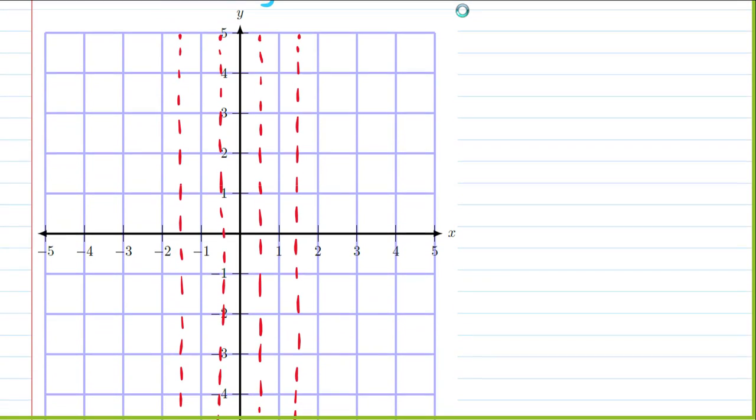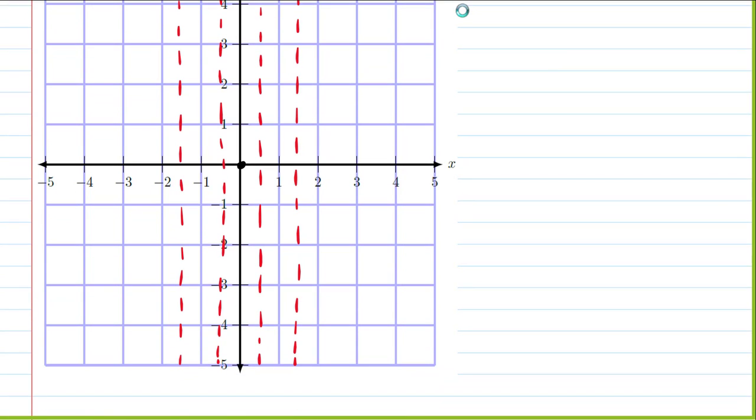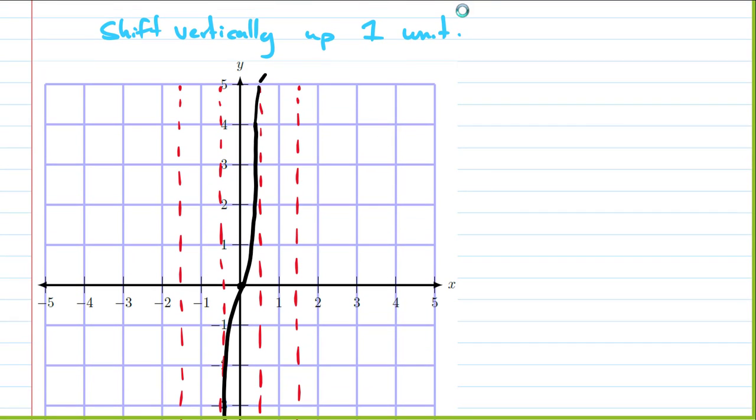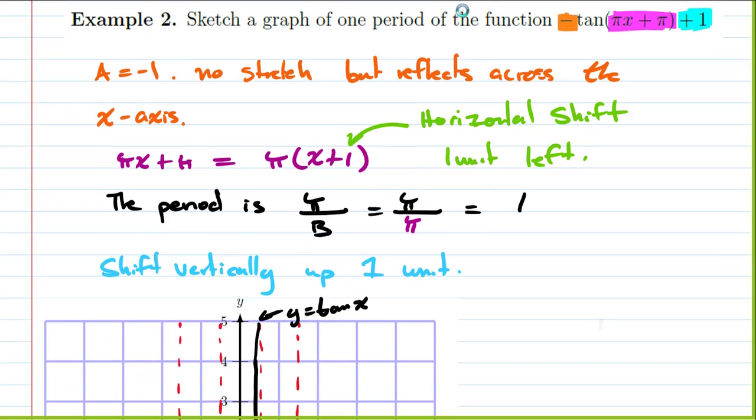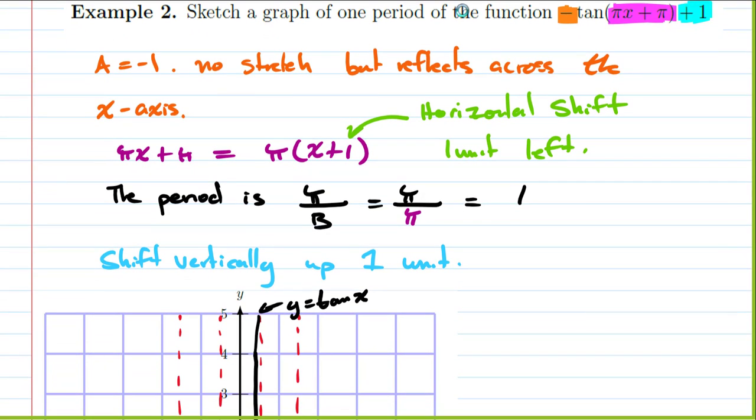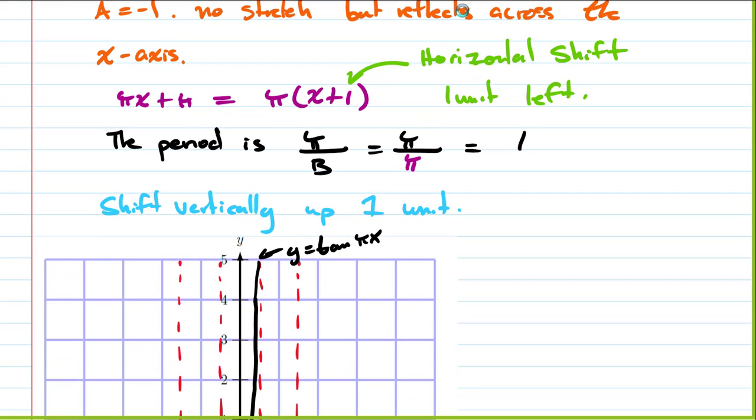So normally, the generic tangent goes through 0, 0, and looks like this. So now we're going to need to do all of these things. So this is our parent function, y equals tan x. So we need to reflect it across the x-axis, shift it left 1 unit. We've already got our period taken care of. So just kidding, this is actually the tangent of pi x, because we made the period 1 already, and then we need to shift vertically 1 unit.